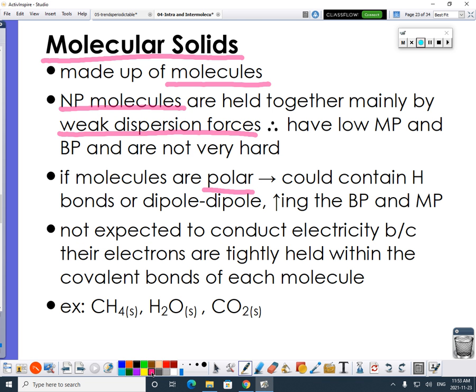Then for polar, you have two choices. It can either be hydrogen bonding or dipole-dipole. Just like we've talked about before, hydrogen bonds are the strongest intermolecular force, which means they are the toughest solids. So solid H2O, which is ice. Ice can exist at room temperature for a little bit, right? It's a pretty good solid. Whereas carbon dioxide, which is dry ice, is a polar molecule.